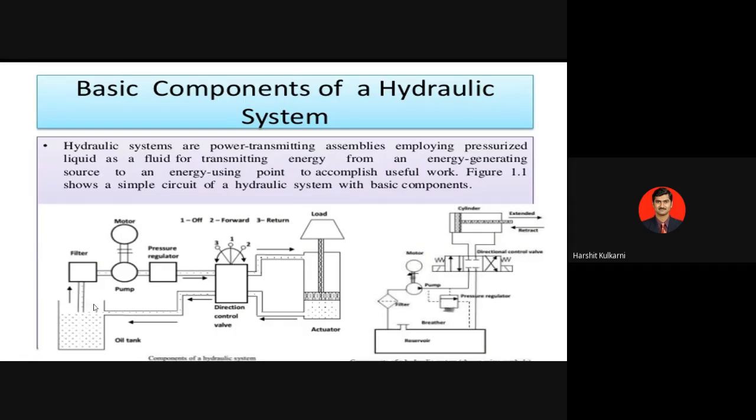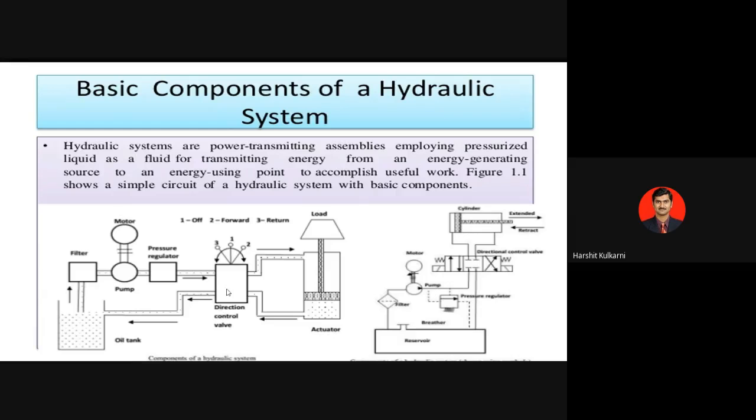You can see that the system consists of these elements. You have the reservoir or the oil tank, from which the oil is taken into the filter. The filter will clean the oil and then send it to the pump. From the pump you will have the pressure regulator, which will control the pressure as we were setting, 10 bar, 20 bar, 30 bar, and so on. From there, the oil will be sent to the DCV, directional control valve. From the DCV, it is taken into the actuator to perform the work, that is to lift the load, lower the load, and so on.